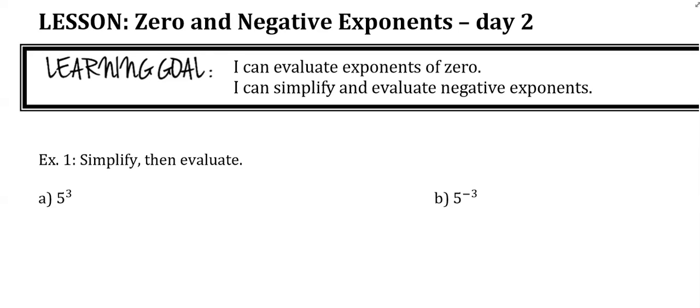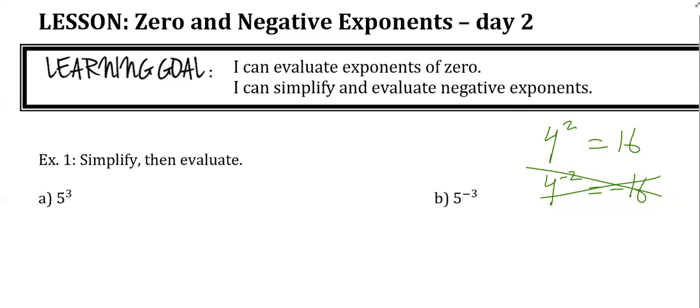I mentioned this yesterday, but I'm going to keep bringing it up. You probably all noticed yesterday that your intuition about negative exponents was wrong. You might have thought, what is 4 squared? Shout out the answer. What is it when you evaluate it? 16. So you might have thought 4 to the negative 2 was negative 16. But we saw that's wrong. That is not what negative exponents do.